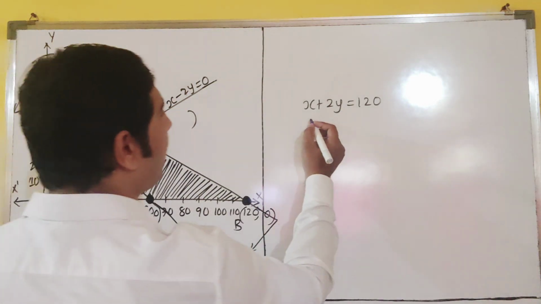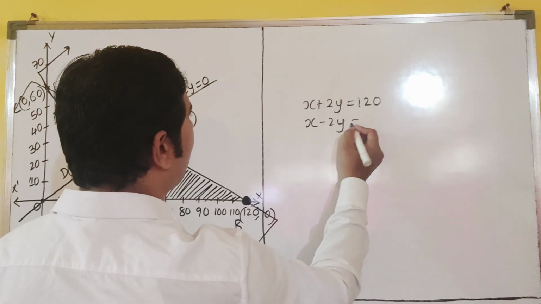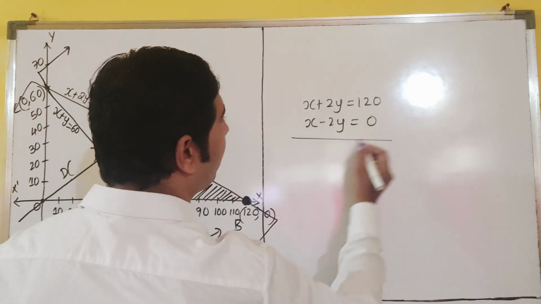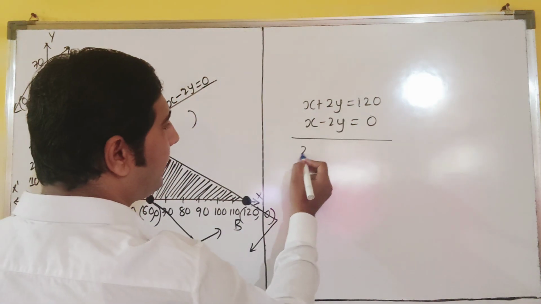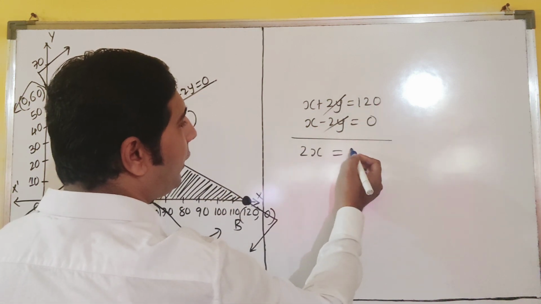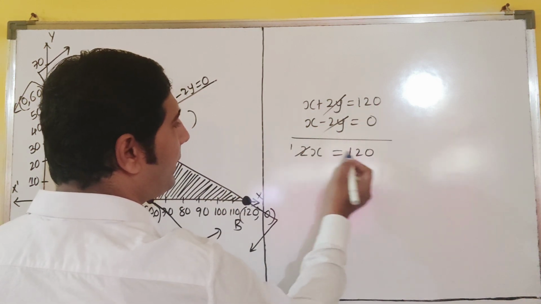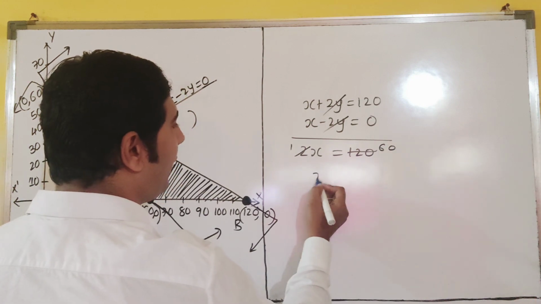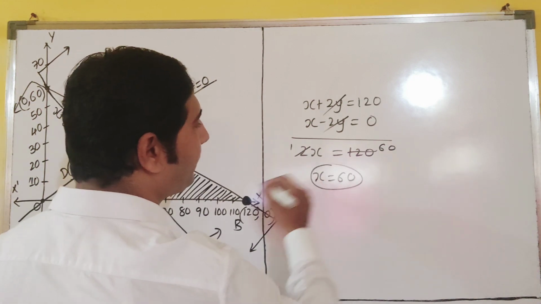That you will get what? The intersection point. So x minus 2y is equal to 0. So now see, add them. x plus x is 2x, plus 2y minus 2y get cancelled. 120 plus 0 is 120. X value is what? 2 ones are 2, 2 sixties are 120. X value we have got is 60.